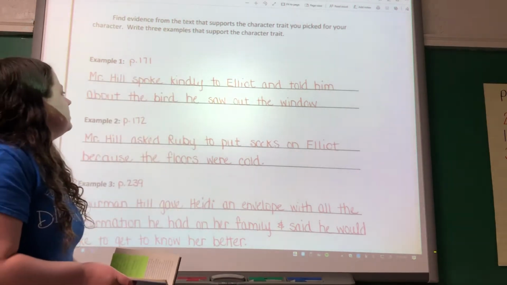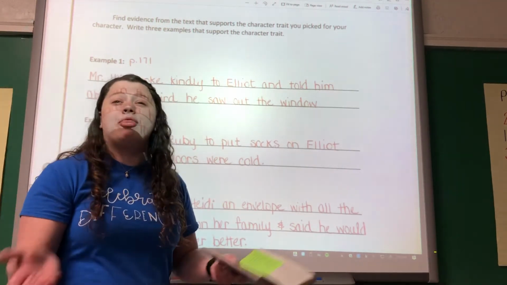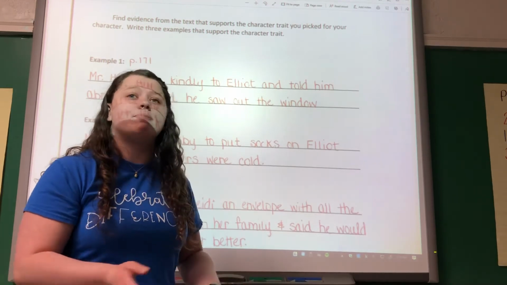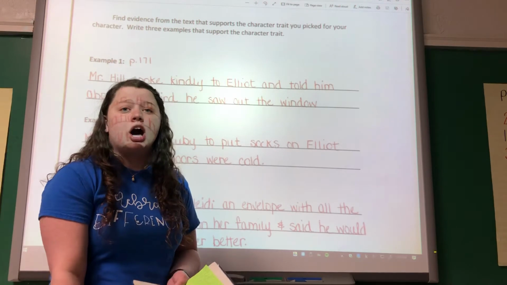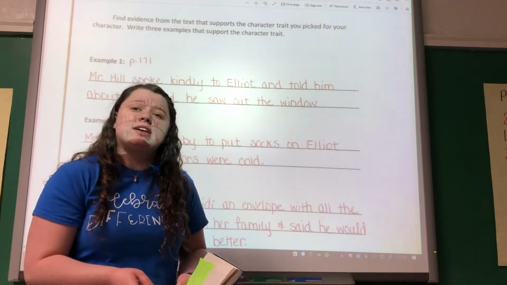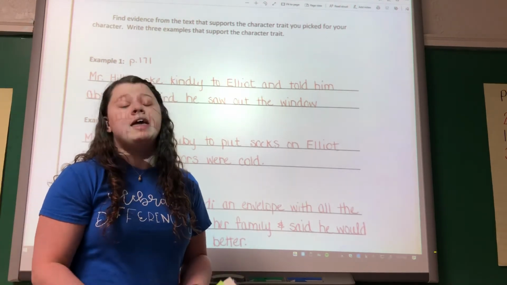So Mr. Hill is very caring because he told Elliot about the bird out the window because he knows that Elliot likes birds. The next thing that he did was make sure that Elliot had socks on his feet because he didn't want his feet to get cold because he cares about Elliot and he wants to make sure that he is comfortable.